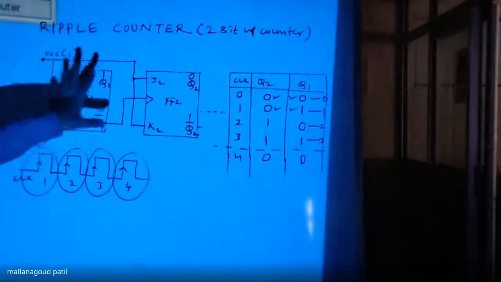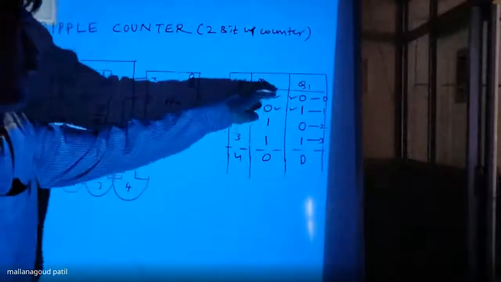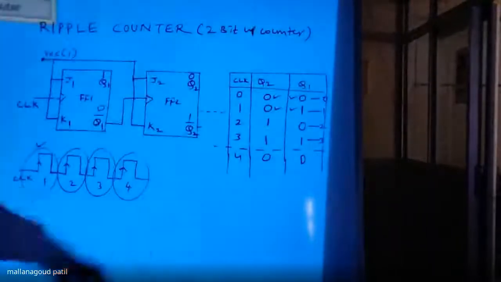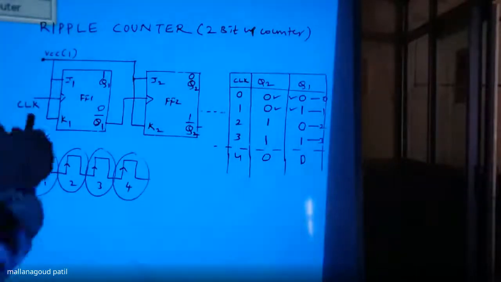First clock, only this much will happen. What was Q2? 0. What is Q2? 0. What was Q1? 0. What is Q1? 1. After applying the first clock, this much operation took place for the hardware design, which is the ripple 2-bit up counter. Now you can go for the second clock.